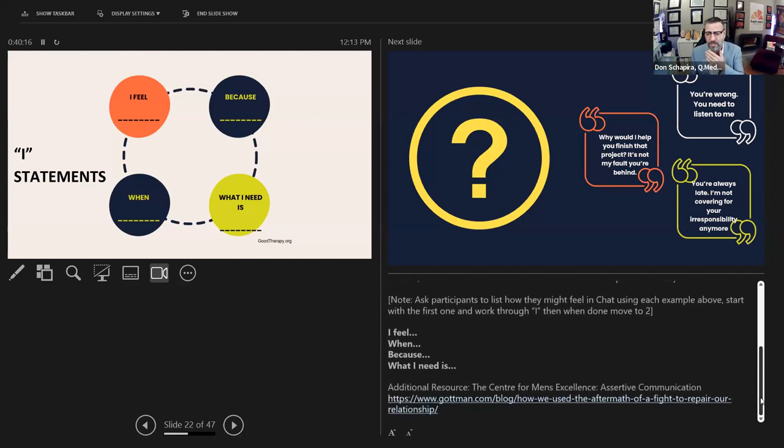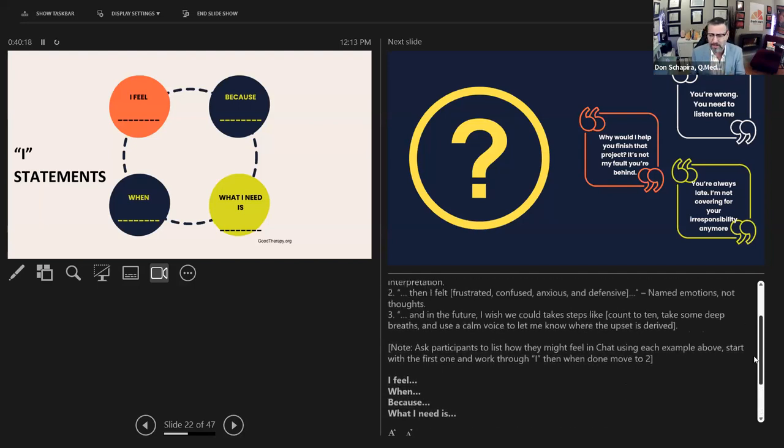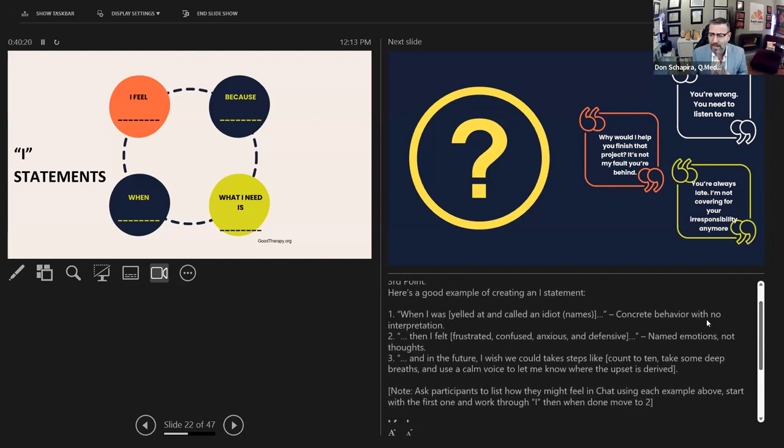And then we also have some additional resources here, and some good examples on creating it. Now, you can actually spend quite a bit of time on this, because I personally believe that if everybody learned the I statement effectively and had time to practice it, the world overall would be a much better place. I think this simple exercise in relationships would be incredible if we all used it. So take a little bit more time and go through this with everybody.